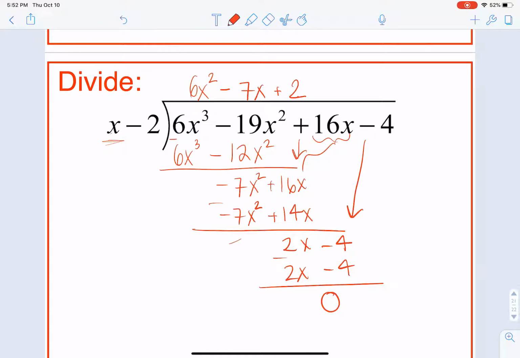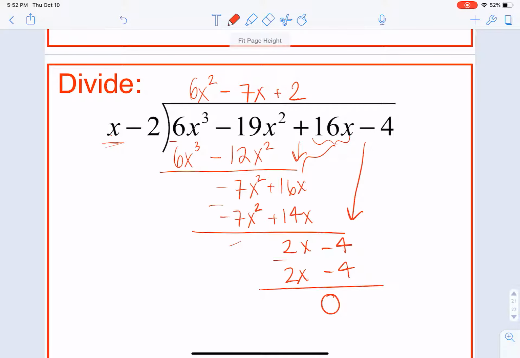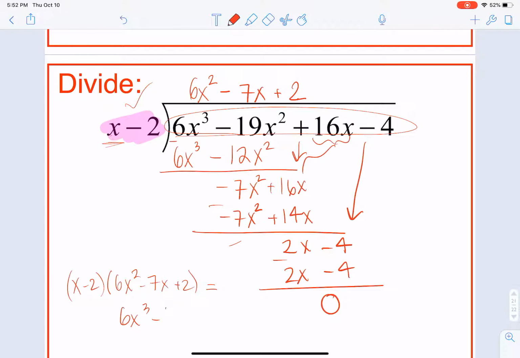So I know a few things here. I know that x minus 2 is indeed a factor of this polynomial. I also know that x minus 2 times 6x squared minus 7x plus 2 is going to equal 6x cubed minus 19x squared plus 16x minus 4. I also know that one of the roots or x-intercepts of this polynomial right here is going to be when x is equal to 2.